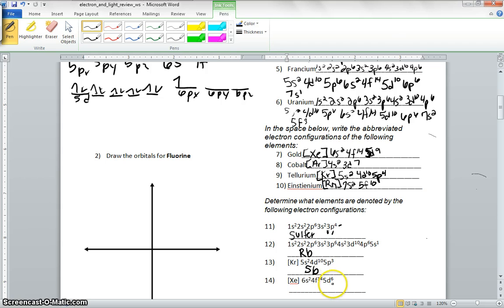Then 5d6. So remember, it goes 3d, 4d, 5d. So 1, 2, 3, 4, 5, 6. Osmium. If you're not understanding this, you can count it out too and go through. Start off with xenon, then go to the s2, then go down through the 4f14 and the 5d6 as well.